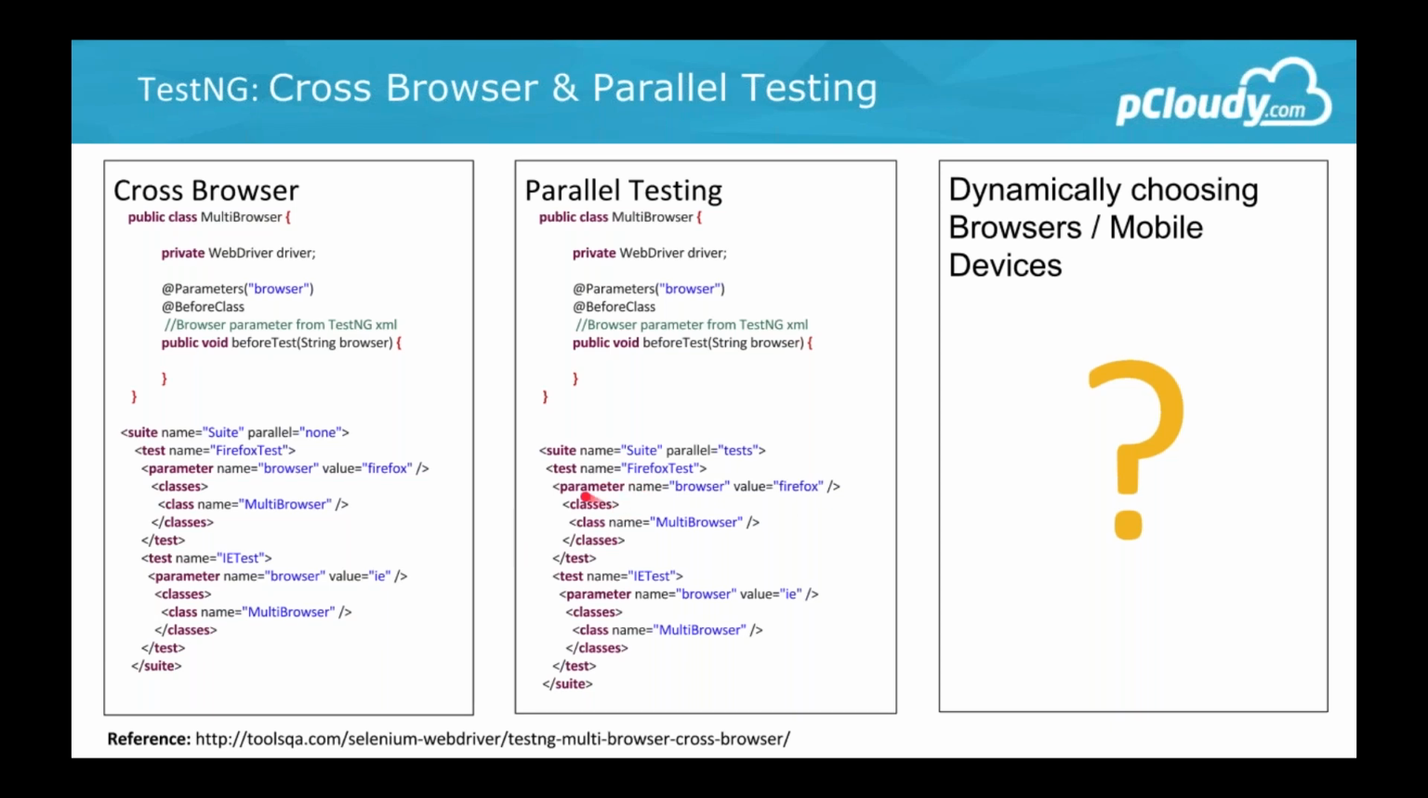So if you want to choose dynamically, this is not possible. Even if you want to do parallel testing, you can always create a suite and keep on adding tests in it, but it is a manual process and it will be problematic. You won't be able to do it every time. So how to dynamically choose browsers or mobile devices?